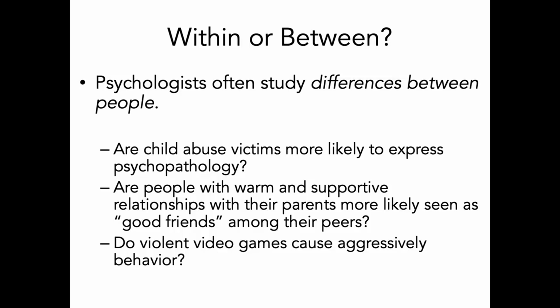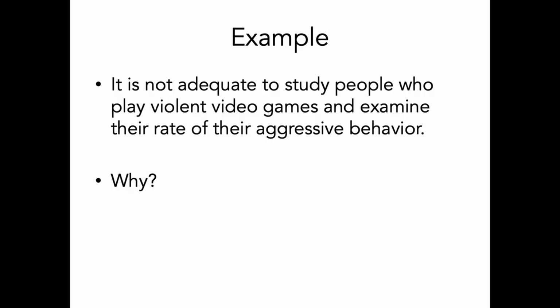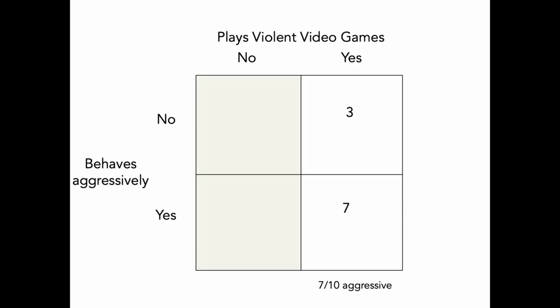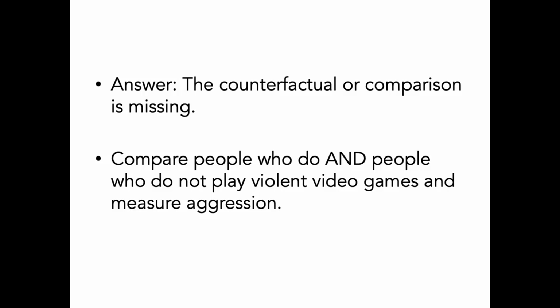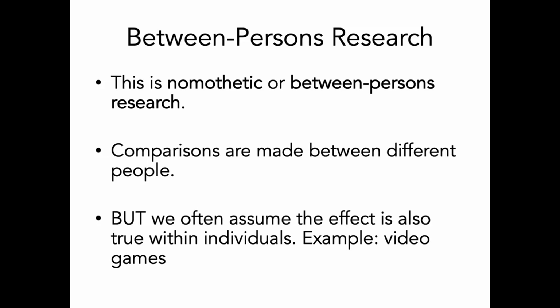The first issue is it's not adequate to just study people who play violent video games and then see how aggressive they are. Think back to the chicken soup. It's the same problem. You can't assume from just one column that video games are associated with anything, let alone causing it. You need the other column because the counterfactual or the comparison is what allows you to look at the separate, independent influence potential of playing video games. This is called nomothetic or between persons research, also called between subjects. And we make comparisons between different people.